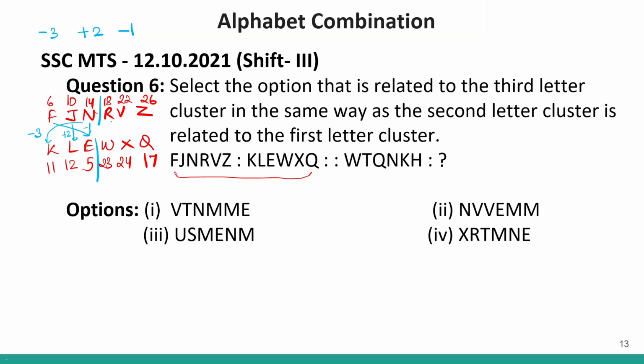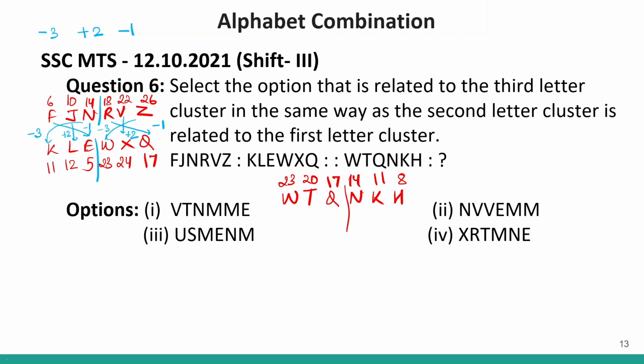Now, let us check over here. This is also minus 1. This is also minus 3. And this is plus 2. So, over here also we have minus 3, plus 2, minus 1. This is the logic. So, we will do the same thing with this word. This is W, T, Q, N, K, H. So, W is 23, 20, 17, 14, 11 and 8.